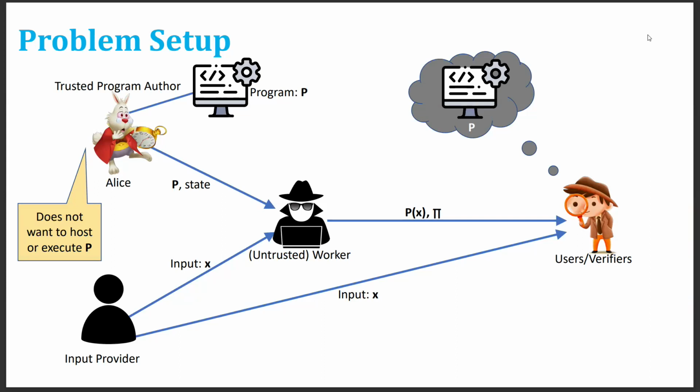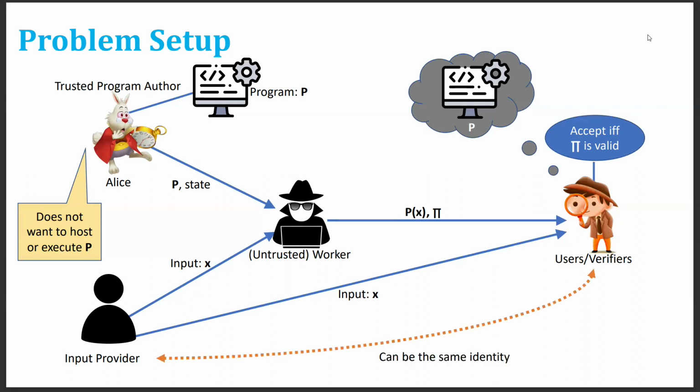In order to do that, the worker, along with the output of P on X, also sends some proof pi to the verifier. And the verifier will accept if and only if the proof pi is valid. One thing I would like to point out is that it's of course possible for the input provider and the user to be the same identity, but we deal with a more general setup where they can be completely independent individuals and we would still be fine.